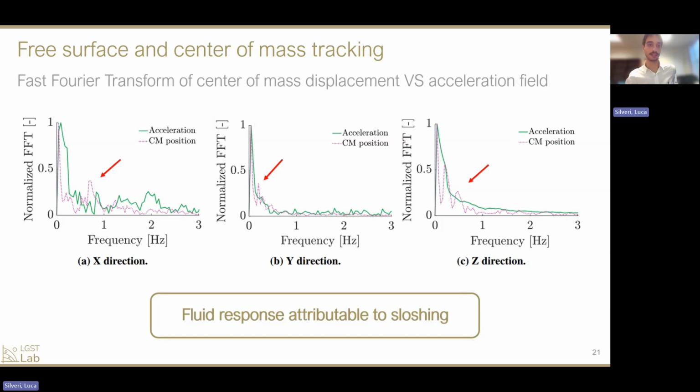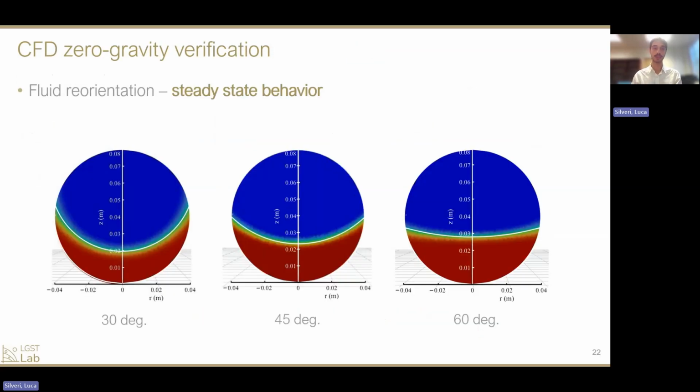So a first analysis can be performed by carrying out the Fourier transform of the center of mass displacement versus the acceleration field. As it can be seen here, where the red arrows point, the center of mass position Fourier transform shows some peaks that are not visible in the acceleration profile. So this shows a clear fluid response that is not caused by external excitation, but is attributable to sloshing.